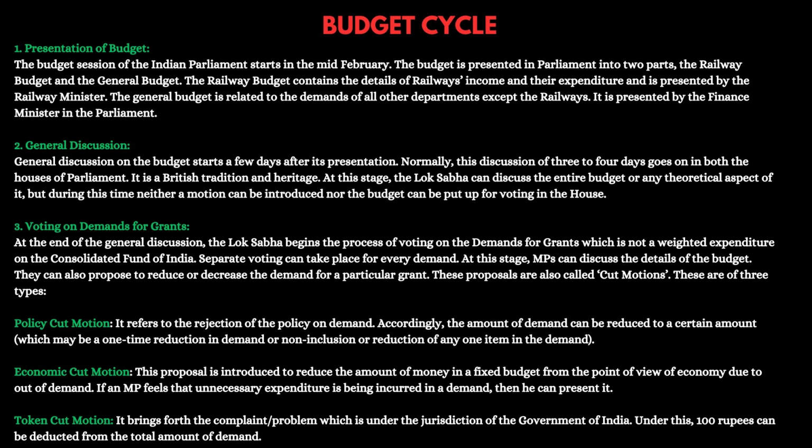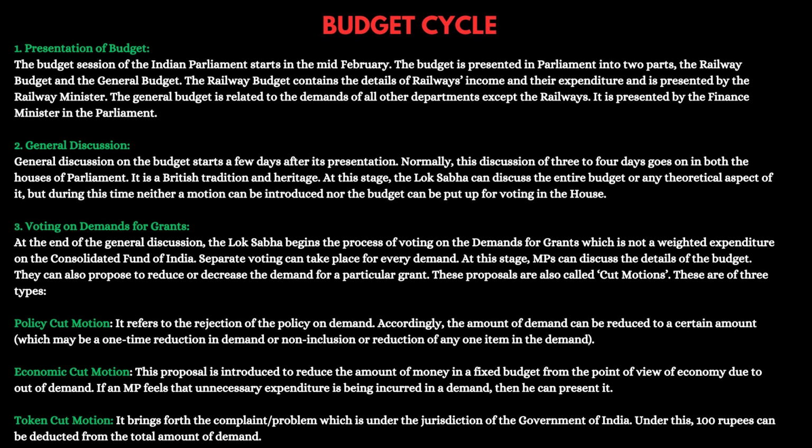2. General discussion. General discussion on the budget starts a few days after its presentation. Normally, this discussion of 3 to 4 days goes on in both the Houses of Parliament. It is a British tradition and heritage. At this stage, the Lok Sabha can discuss the entire budget or any theoretical aspect of it.